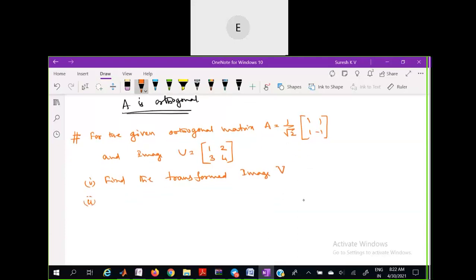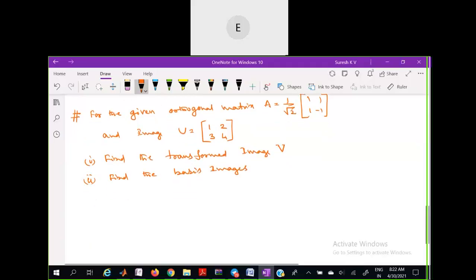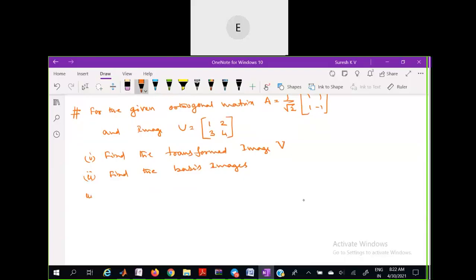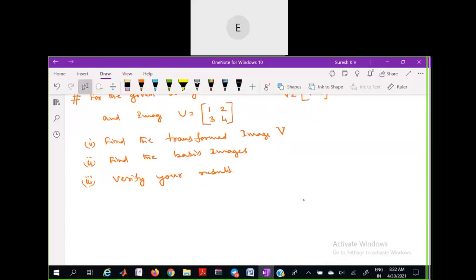The second one is find the basis functions, in fact basis images here. I'll explain how to do that. Third one is verify your result. Okay. So I'll solve the problem. Please observe carefully, and this is a very important problem.